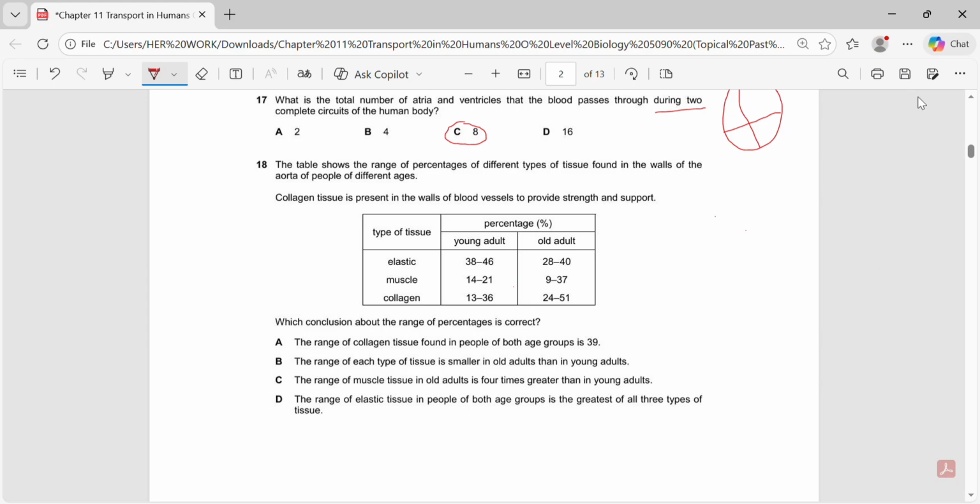The next question says, the table shows the range of percentages of different types of tissue found in the walls of the aorta of people of different ages. Which conclusion about the range of percentages is correct? To solve this, we calculate the range for each tissue type by subtracting the minimum value from the maximum value.